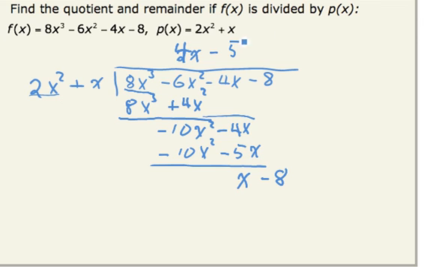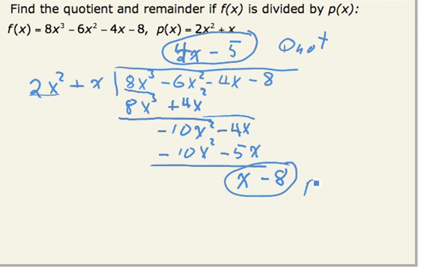So that says that 4x minus 5 is the quotient, and x minus 8 is the remainder. We would use the same vocabulary if we were dividing numbers. So I could say 2x squared plus x goes into this polynomial 4x minus 5 times with a remainder of x minus 8.